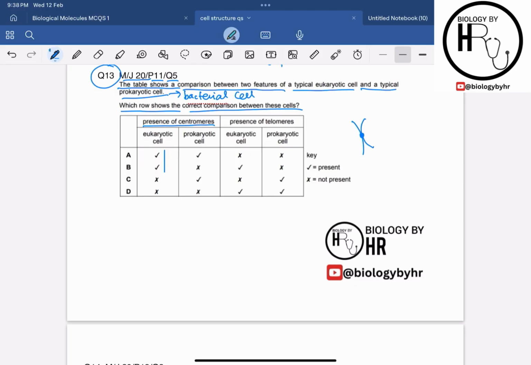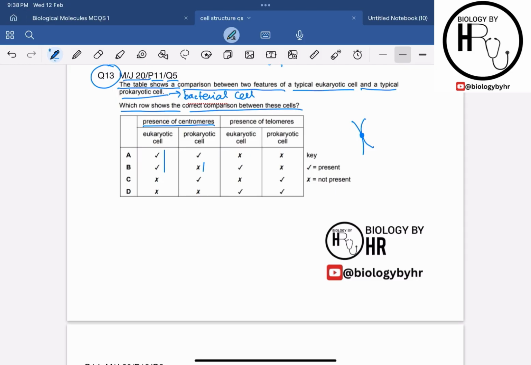The prokaryotic cell has the circular DNA, right? And it does not condense to form chromosomes. You can never find chromosomes in a prokaryotic cell, right? So hence you cannot find the centromeres as well.